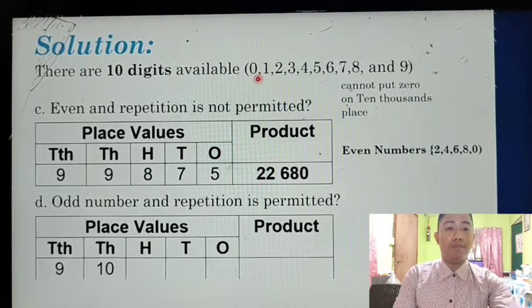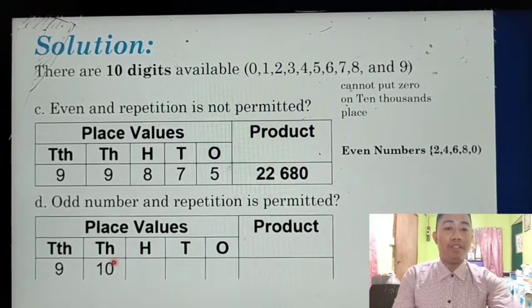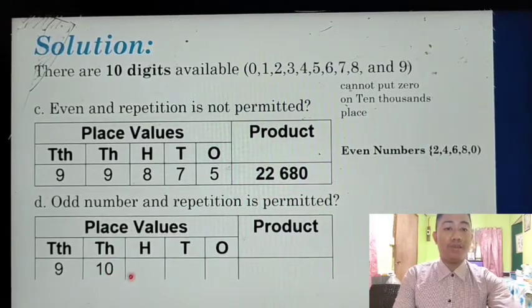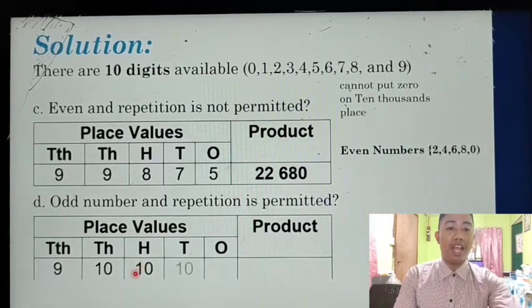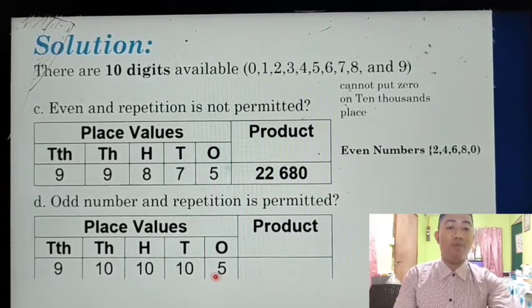So the answer is 10 digits for the thousands place since repetition is allowable. Also, the hundreds place is 10, the tens place is 10 also, and the ones place is 5. Why is it 5?